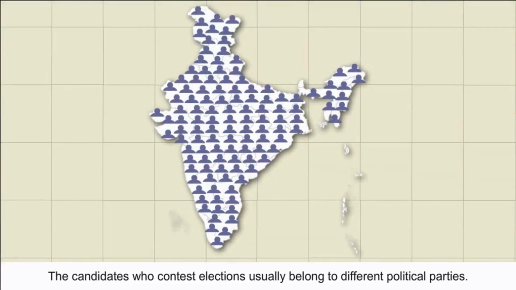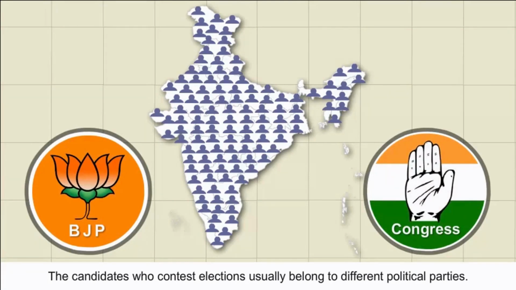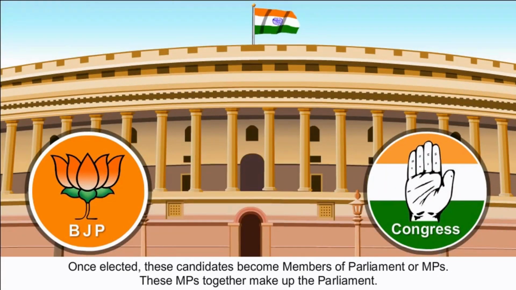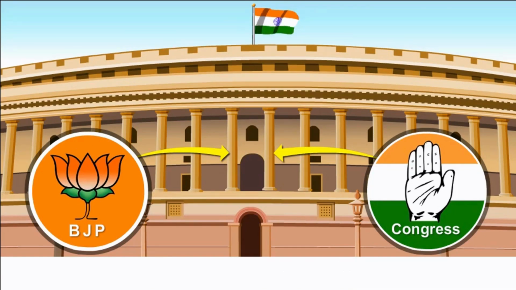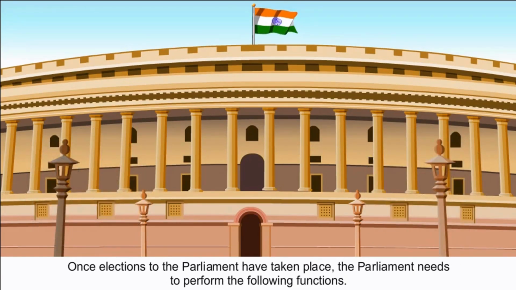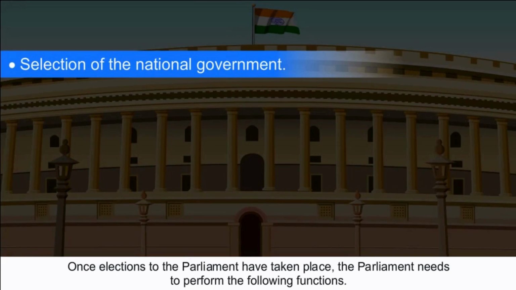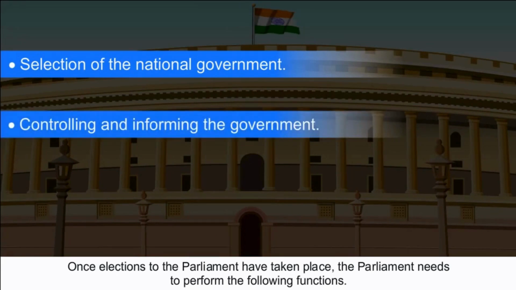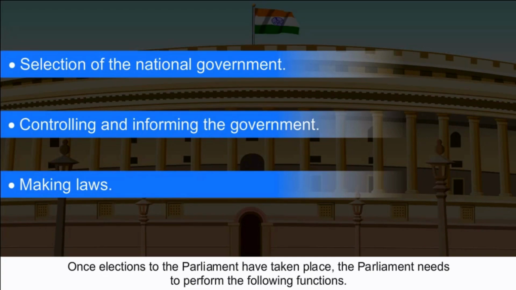The candidates who contest elections usually belong to different political parties. Once elected, these candidates become members of Parliament or MPs. These MPs together make up the Parliament. Once elections to the Parliament have taken place, the Parliament needs to perform the following functions: selection of the national government, controlling and informing the government, making laws.